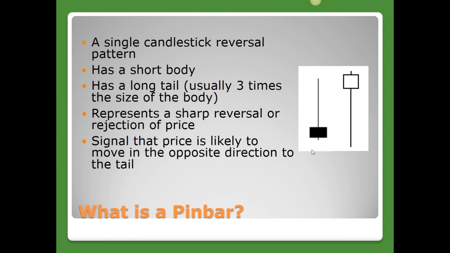The tail usually is about 2 to 3 times the size of the body. So you want to make sure that it does have a long tail. And that's the very important thing about a pin bar, a long tail, which represents that the price is rejecting at that level and that we are likely to see the price move in the opposite direction of the wick right over here.